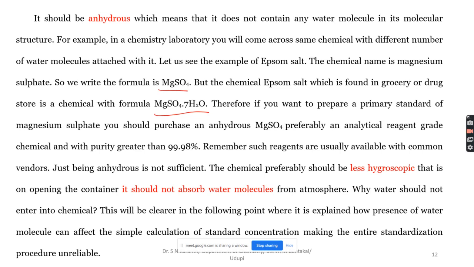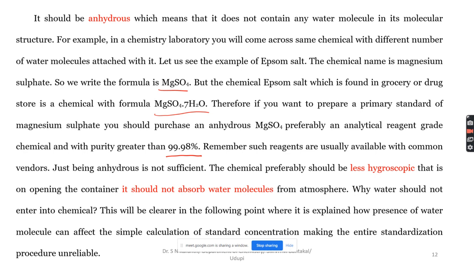The magnesium sulfate we used in the laboratory is 99.98% pure. It will not contain any other component. Whereas the magnesium sulfate we purchased from outside usually contains 7 moles of water. That is usually what is available from common vendors. It is not a standard one.